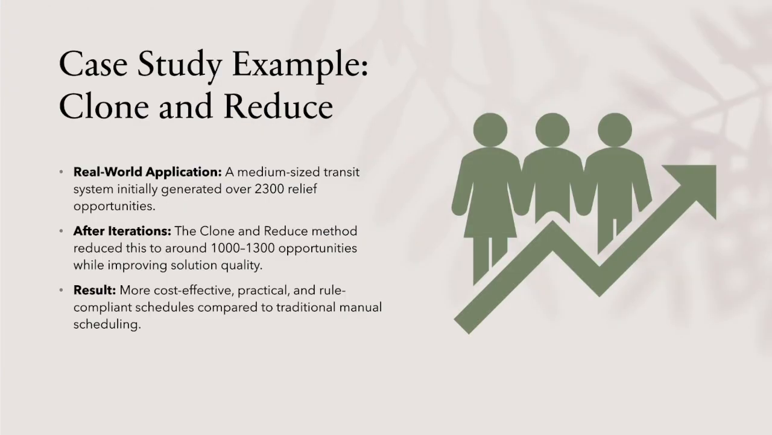Let's look at some case studies for clone and reduce. In a real-world example, a system started with about 2,339 relief opportunities. After 20 iterations of clone and reduce, the system focused on about 1,000 to 1,300 key opportunities. Importantly, the schedules generated after this pruning were not just computationally easier to manage, they were objectively better.